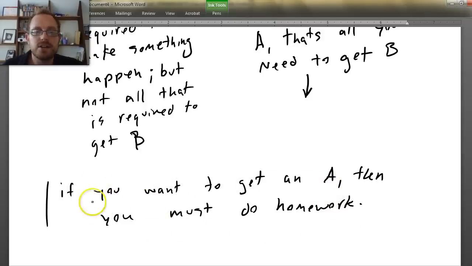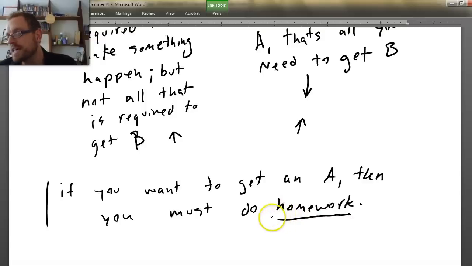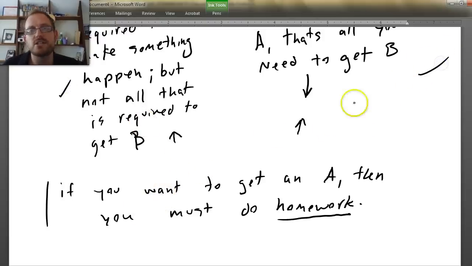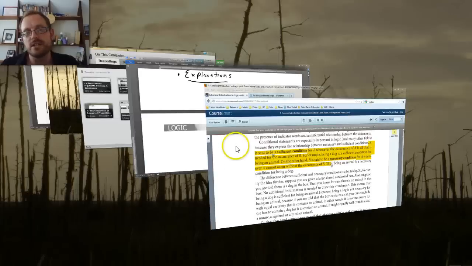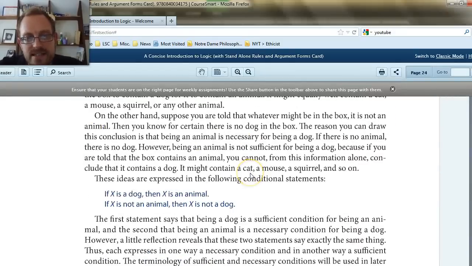But let's think about this. This whole thing expresses what? Does it express a necessary condition or a sufficient condition? Well, think about this. If you do your homework, is that all you need to do to get an A? Obviously not. You have to do well on your homework to get an A, and you probably have to take tests, et cetera, et cetera. So doing your homework is a necessary condition for getting an A, but it's not a sufficient condition because there are other things you have to do in order to get an A. So there's a difference here between necessary and sufficient conditions. I hope that makes sense in general.